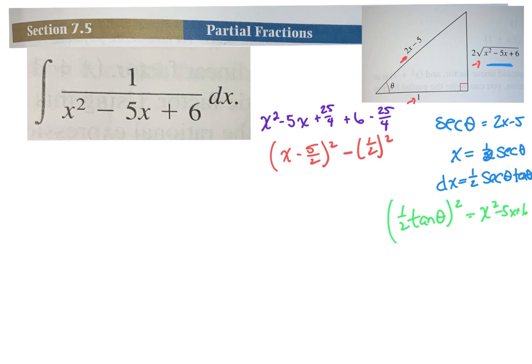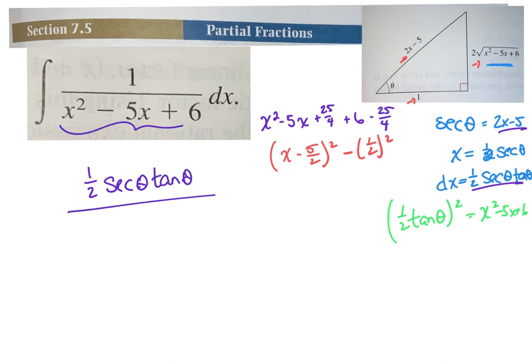Okay. And so now we're going to replace the dx. We really don't need to replace this guy. We actually just need to replace the dx. We're going to replace the dx with the 1 half secant tangent. We're going to replace this right here with the 1 fourth tangent squared. Delta theta, all right. 1 half divided by 1 fourth obviously is 2, so we can pull a 2 out.